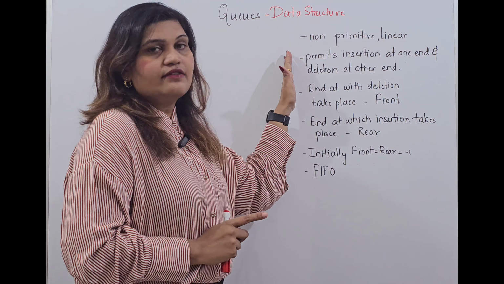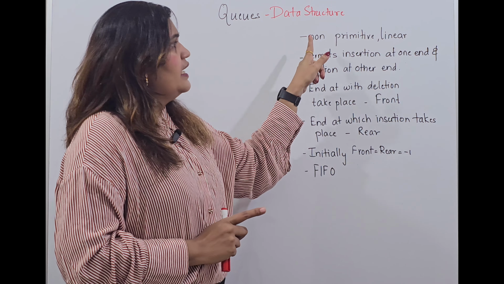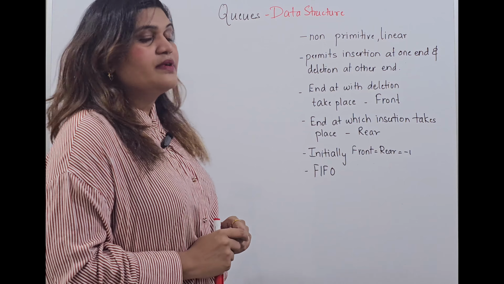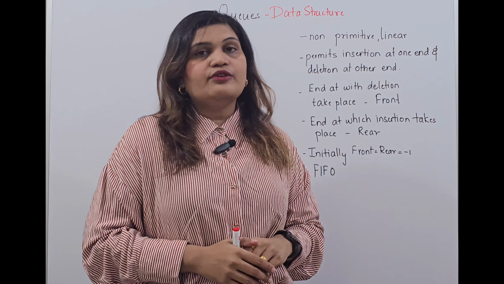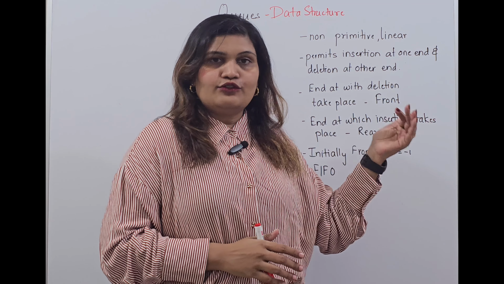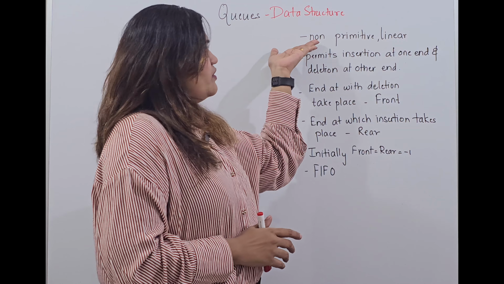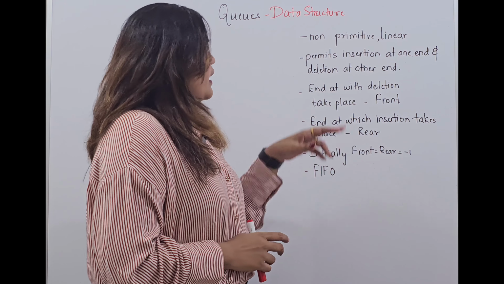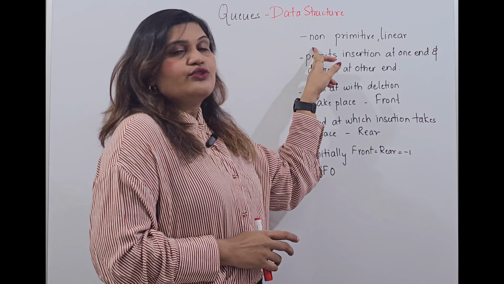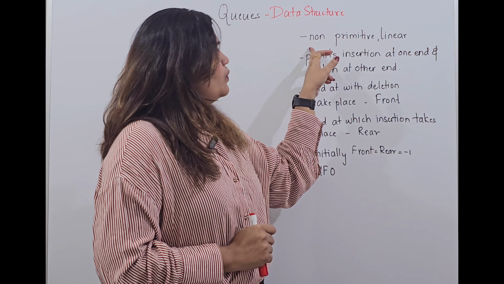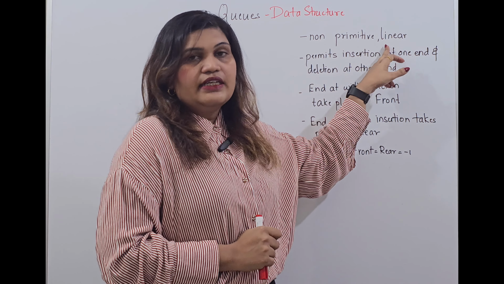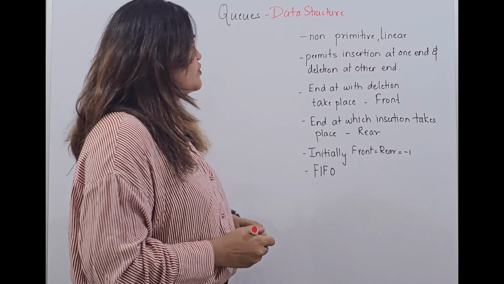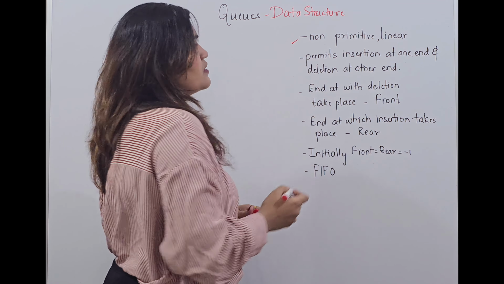Let's go point-wise. The very first point is that it is non-primitive and linear. Non-primitive, we discussed last time as well. Primitive data types are integer, character, float, right? Non-primitive data, we have earlier seen in the concept of stack. It is non-primitive data. And here also, your queue is going to fall into non-primitive data. With that, linear: data is going to be stored linearly. So non-primitive and linear is the very first pointer for queues.